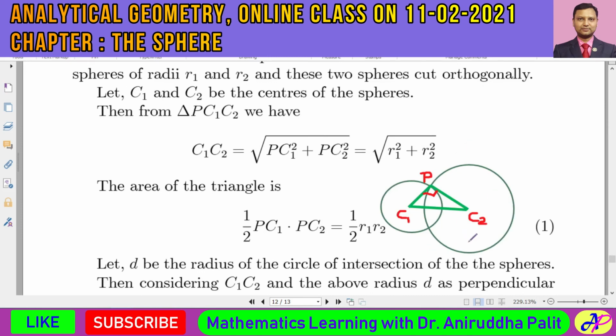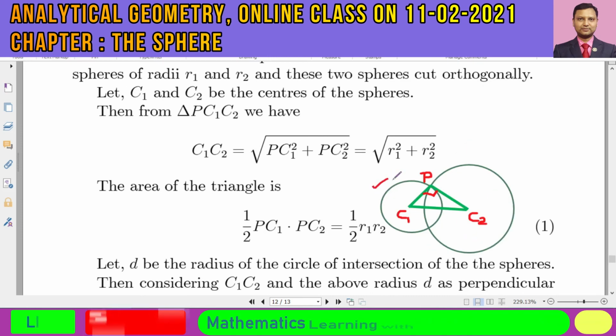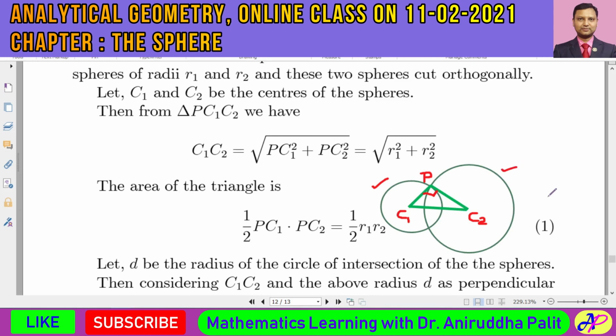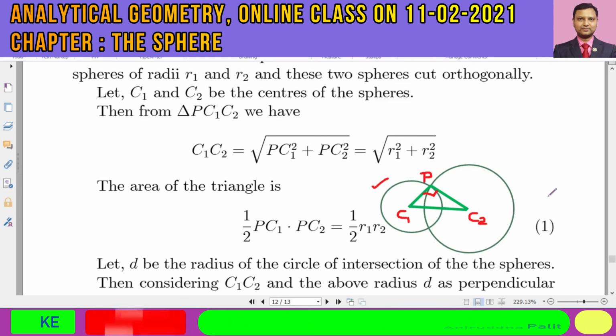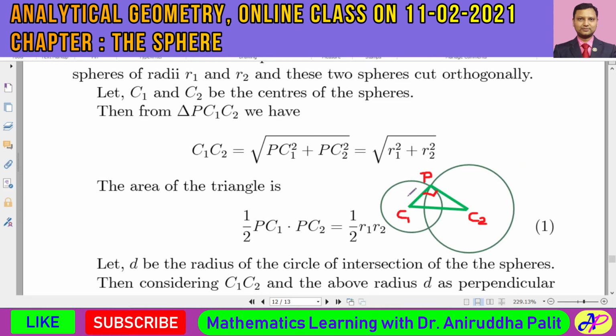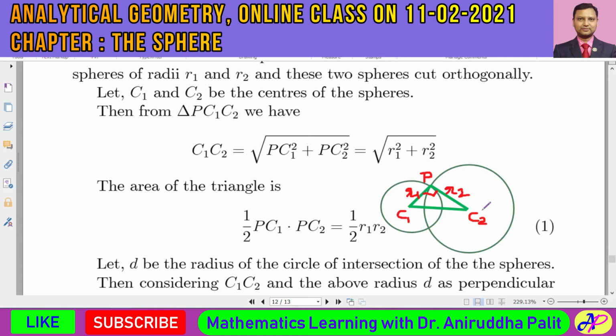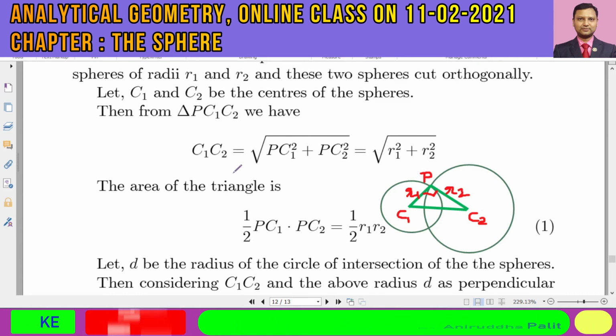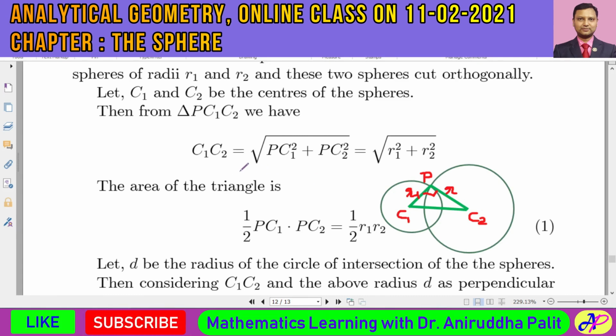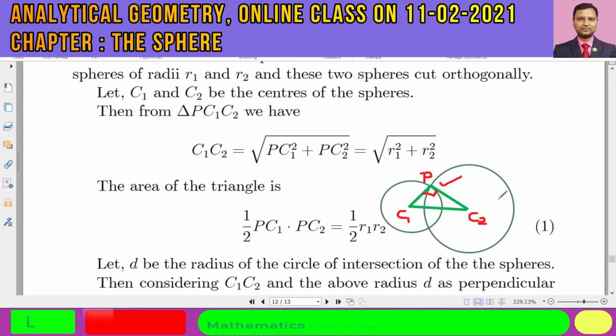Let us consider this picture. Over here, this is one sphere and this is another sphere. Suppose this radius is equal to R1 and this radius is equal to R2, and if these two spheres cut each other orthogonally, then this angle formed at this point P must be equal to 90 degrees.